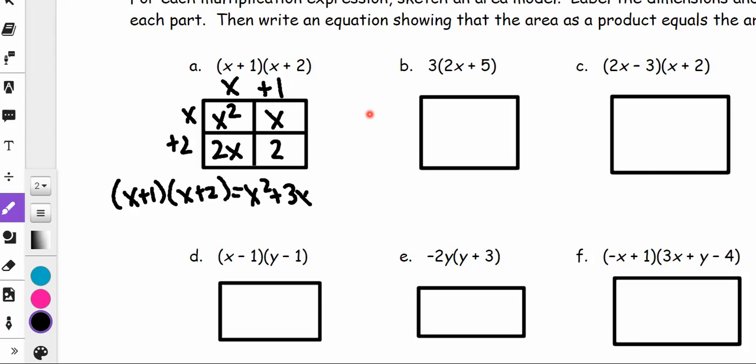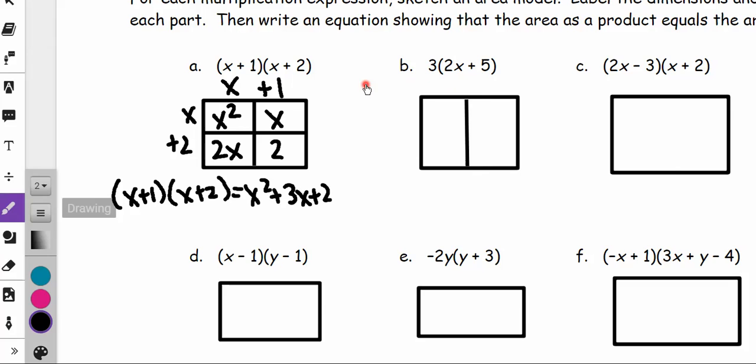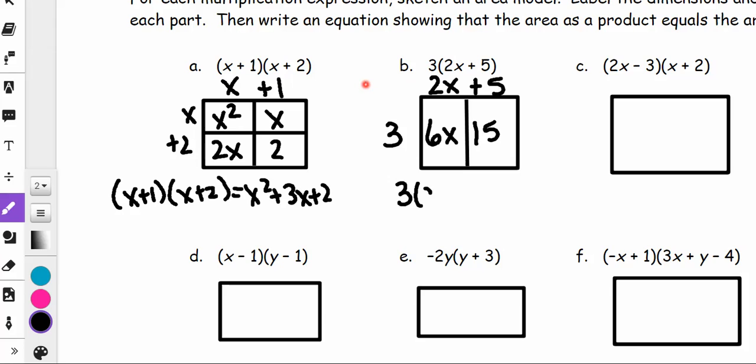The next one, I have a 1 term times 2 terms, so that's going to be a 2 by 1. So I'm going to have a 3 here and a 2x plus 5 here. I multiply, get a 6x and a 15. So it's going to be 3 times 2x plus 5 is equal to 6x plus 15.